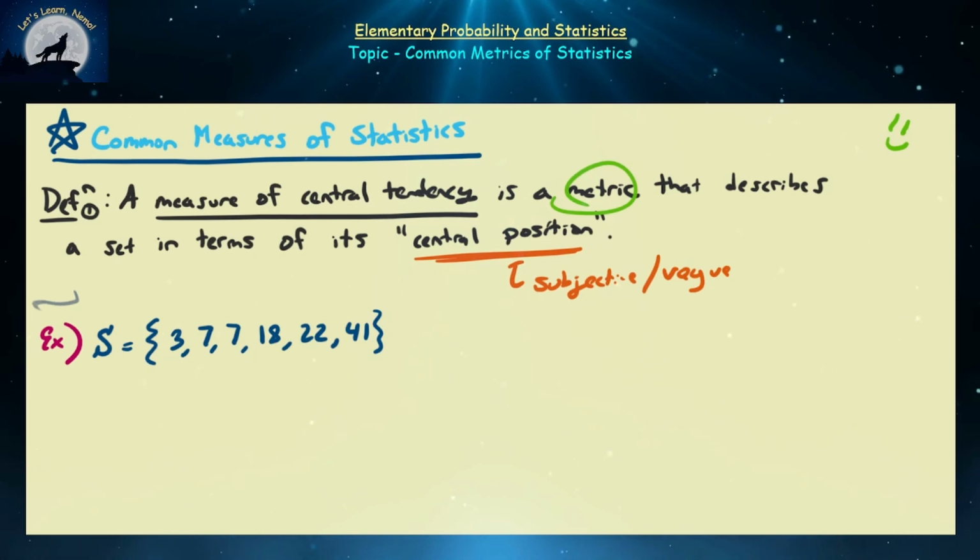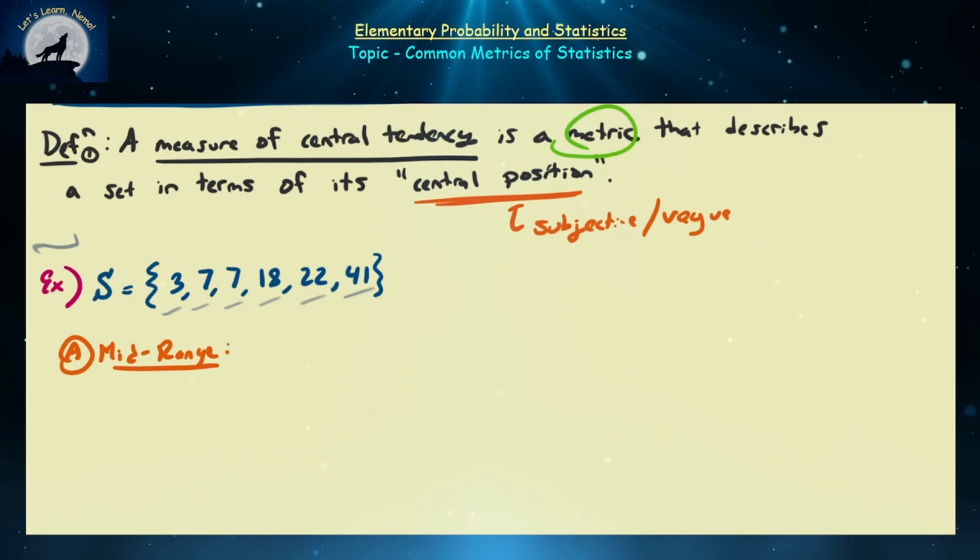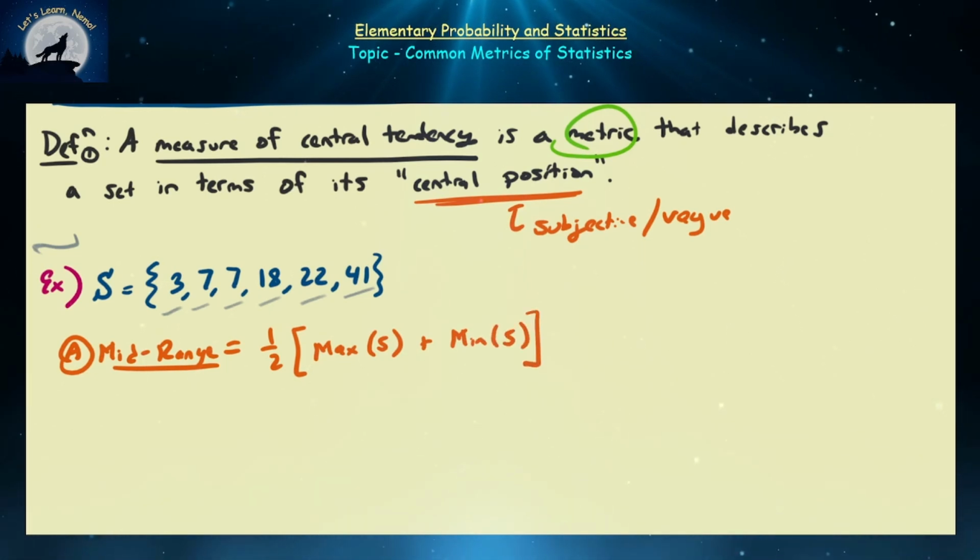As a guiding example, let's suppose that we have this finite set S that contains the numbers 3, 7, 7, 18, 22, and 41. The first measure of central tendency that I want to introduce is referred to as the midrange. The midrange is actually one of the easiest metrics that you can calculate in regards to a measure of central tendency, and it's calculated by doing half of the sum of the maximum of the data set and the minimum of the data set. So you take the smallest and the largest value, add them together, and then divide by 2.